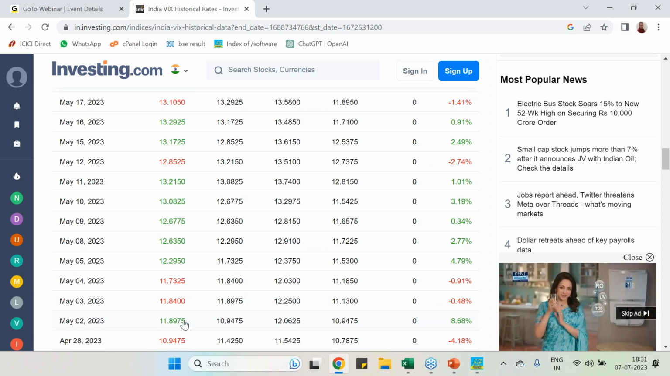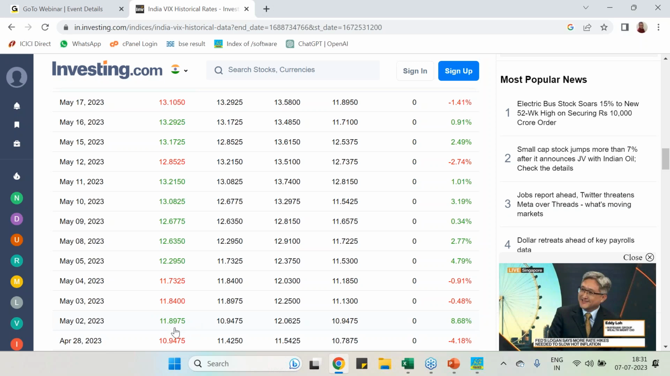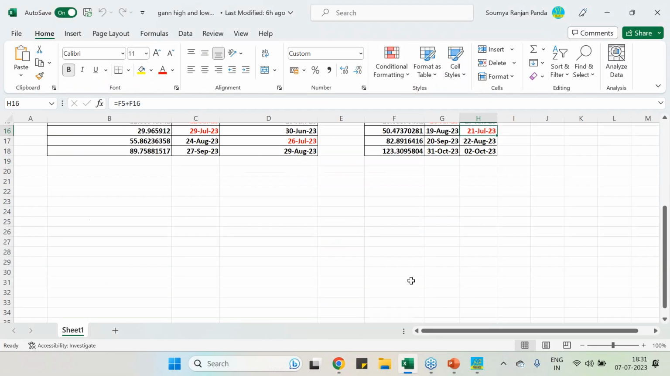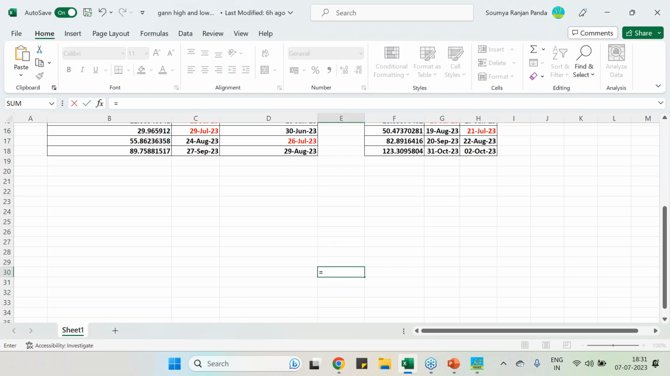On May 2nd, we are getting the VIX as 11.89. VIX कितना है? 11.89. This is called the VIX. What is this number? VIX, Volatility Index.